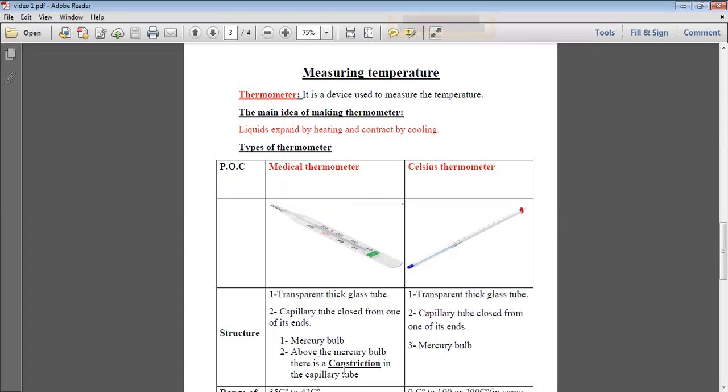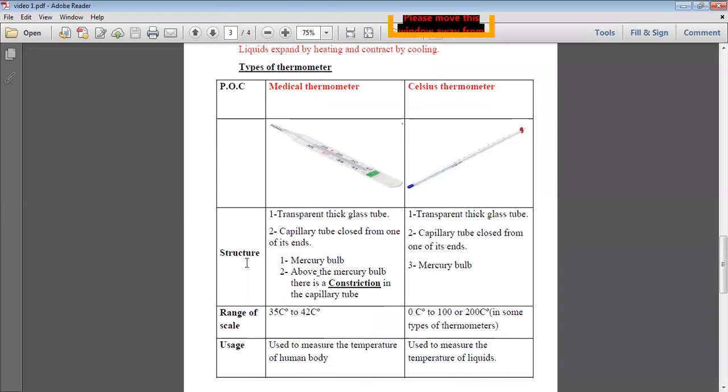So, by what do we measure temperature? By the thermometer, okay? We have a liquid inside the thermometer. Do you remember what that liquid was? Yes, it is mercury. Mercury is a good conductor of heat. It is a liquid metal, okay? What happens to the mercury by heating? It expands. By cooling, it contracts. From that, we have two types of thermometers: the medical thermometer and the Celsius thermometer. This is the picture of the medical, and this is the picture of the Celsius.